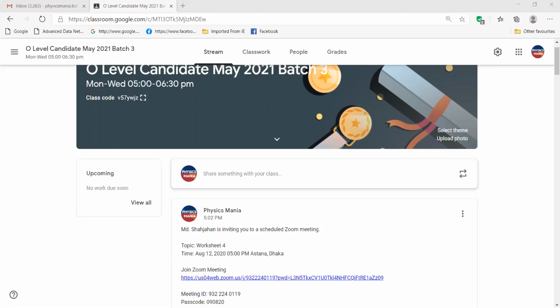10, A. Oh, this one is not correct. Cross. Then 11 is also A. Cross. 12 is B, Bangladesh. Yes. 13 is C. Yes. 14 is also C.